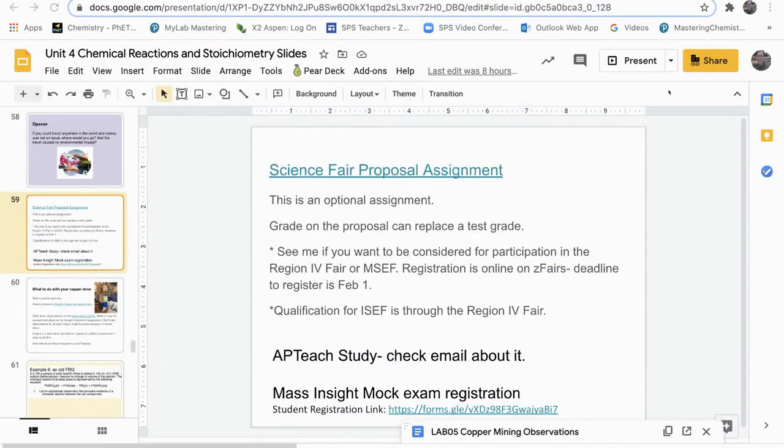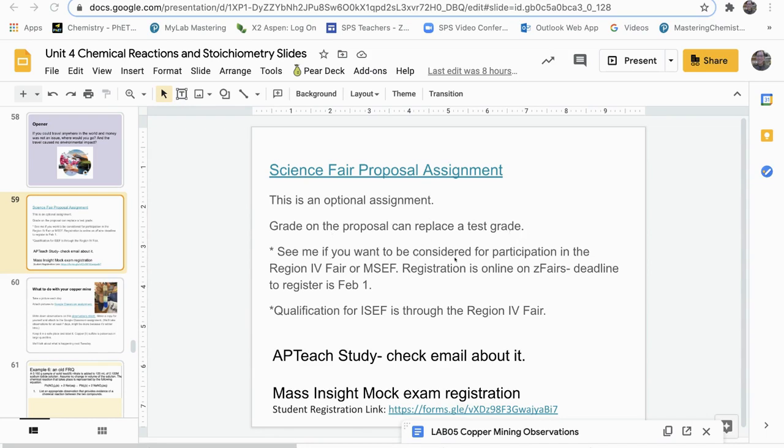I also reminded people that there's this optional science fair proposal assignment. So this is a completely optional assignment, and the grade on this proposal can replace a test grade either in second quarter or third quarter. If this is something that you want to take on, this proposal is due January 19th. We can be a little bit flexible about that deadline.